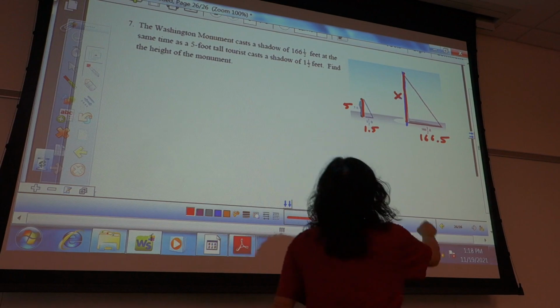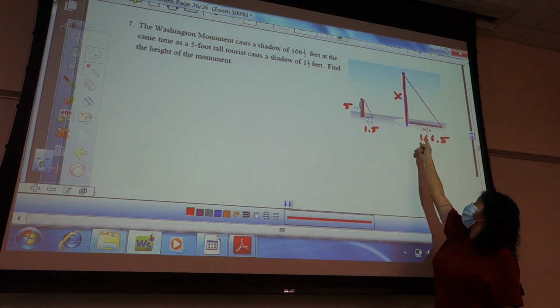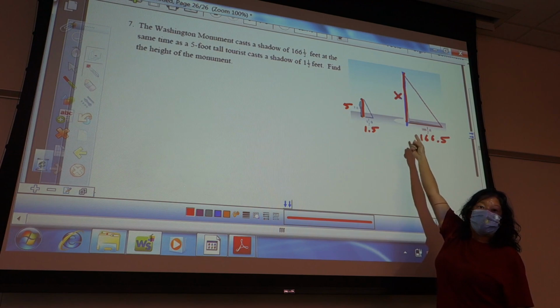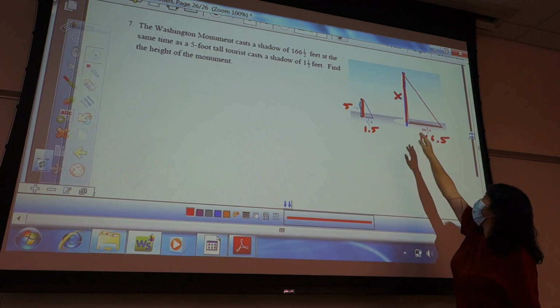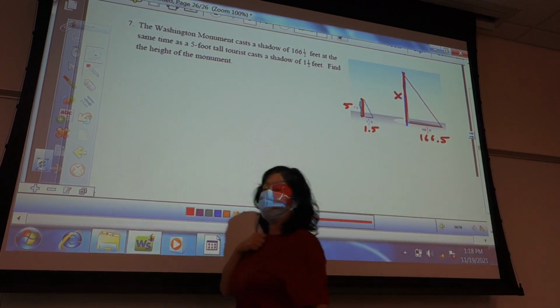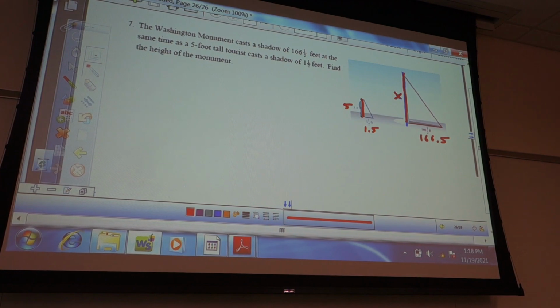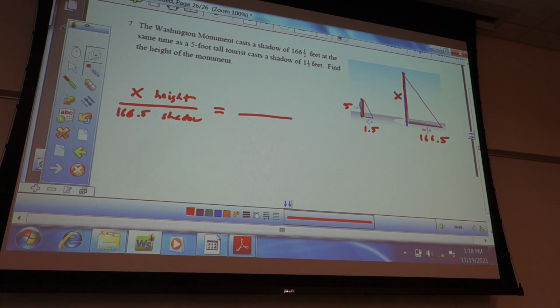So again, the X is grouped with who, with what? The shadow. So the X goes with this guy. That's one group, and then this is the other group. Right? So this is one side of the equation. So it should be height to shadow. When X is my height, then my shadow is what? 166.5. So you gotta do height on top and shadow on the bottom. I like to have my X on top, it just makes your life way easier later.